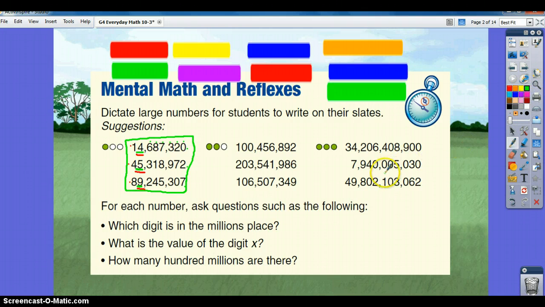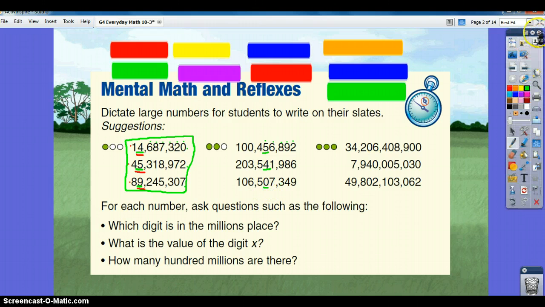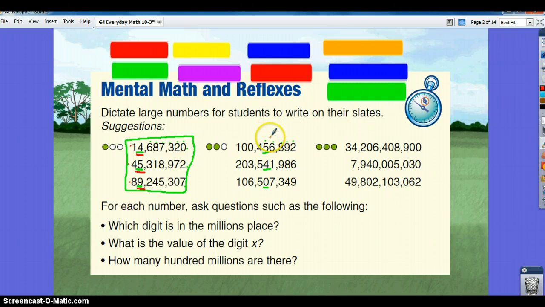In the next one I want you to find the 10,000s. Well, again, think of it as ones, tens, hundreds, thousands, 10,000s. So it would be the 5, it would be the 4 in the next number, and the 0 in the next number. So if we're looking just at the place value, what is the value of the digit? Well, the 5 would be 50,000. The 4 would be 40,000. And the 0 would be 0 thousands.